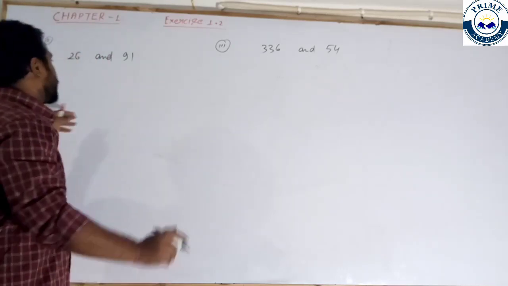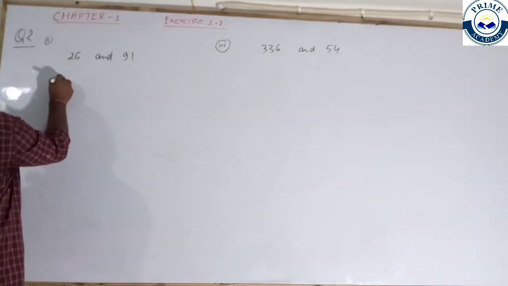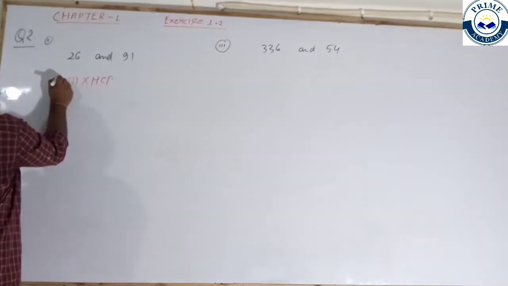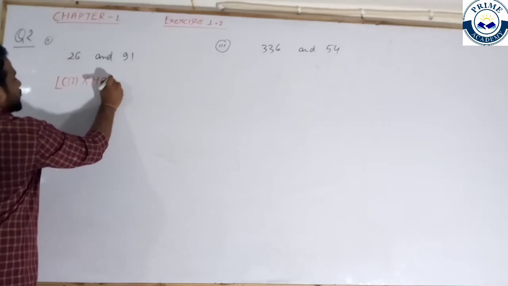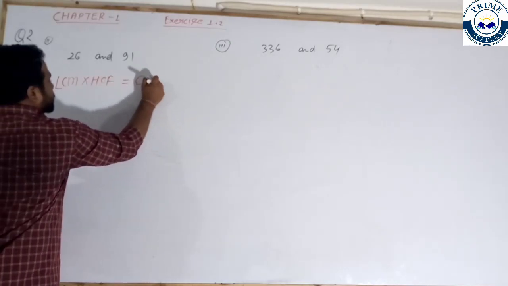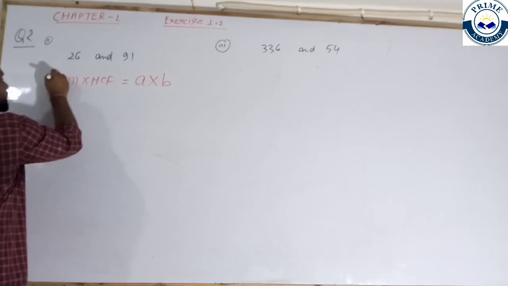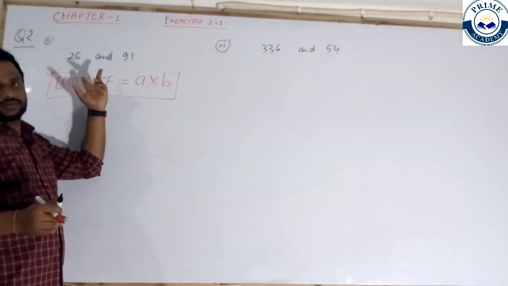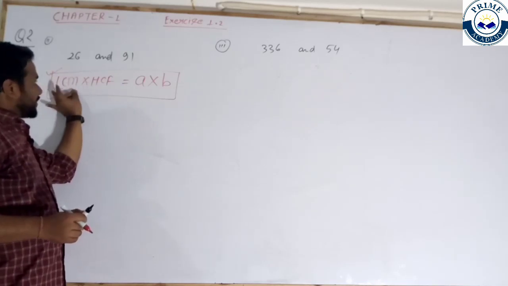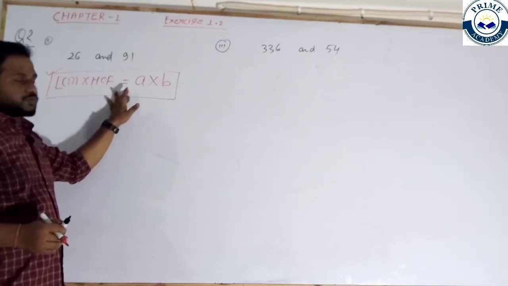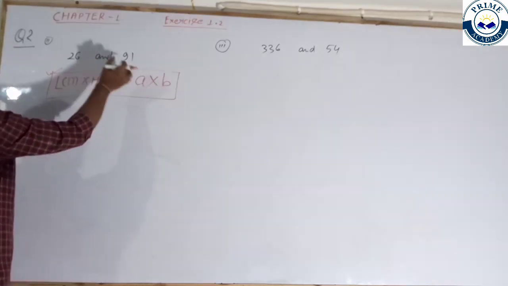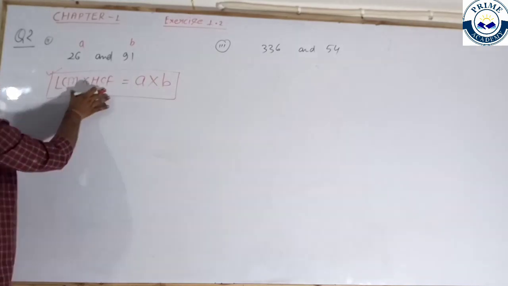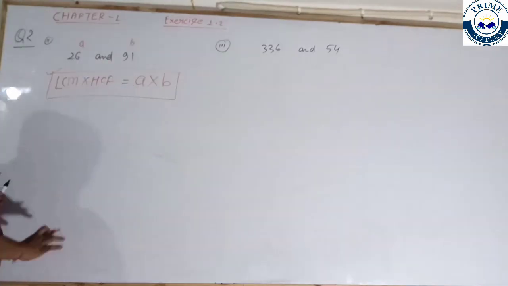What he says is that you have to verify that the product of LCM and HCF is equal to the product of the two numbers. You have to verify that these two are equal, right? So the product of LCM and HCF is equal to the product of two numbers A and B. Suppose this is A, this is B. The product of these two should equal the product of the LCM and HCF of these two numbers, right?